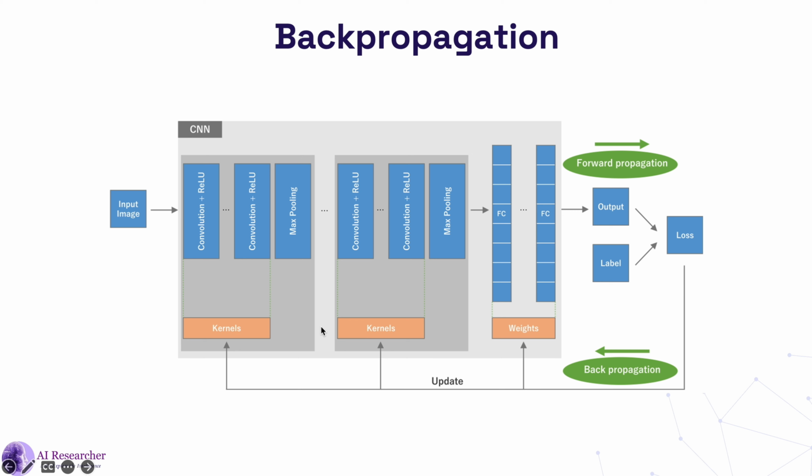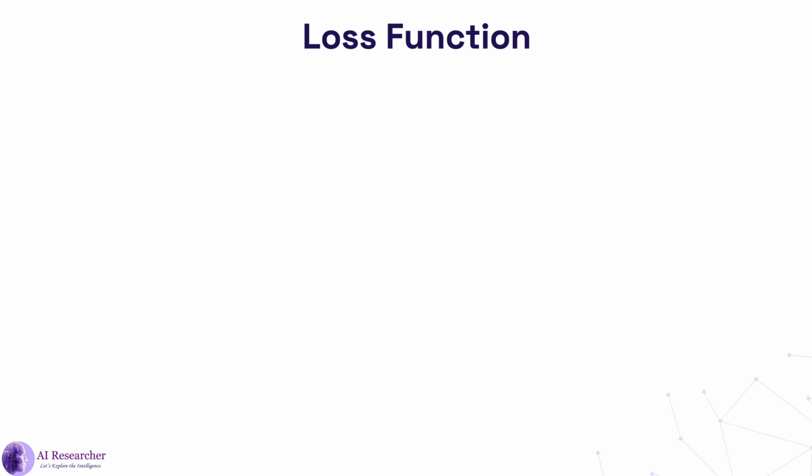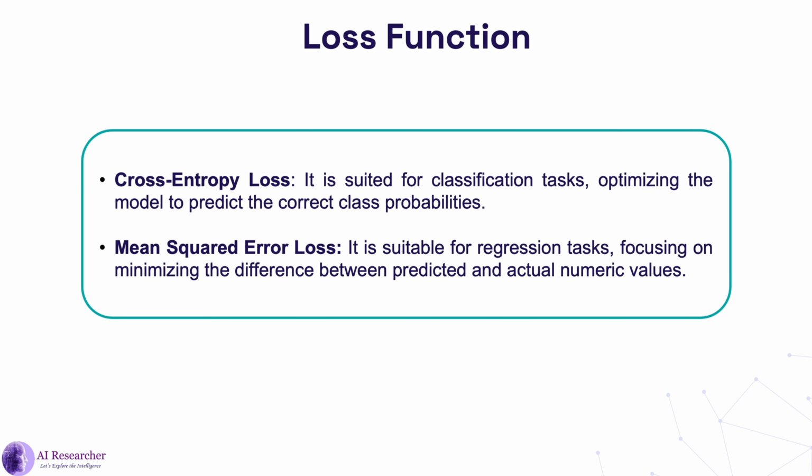So it's just to show you that forward propagation, loss function, backward propagation, and weight updates are important in a convolutional neural network. In loss functions, mainly cross entropy and mean squared error are the methods used in CNN. Cross entropy loss is used for classification, which means predicting the correct class probability, while mean squared error loss is used for regression tasks.